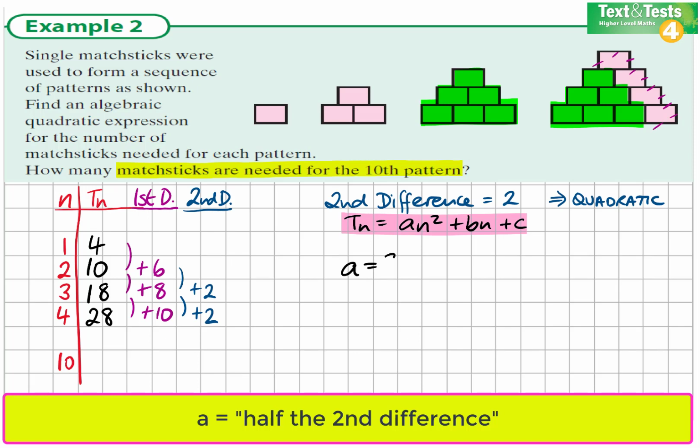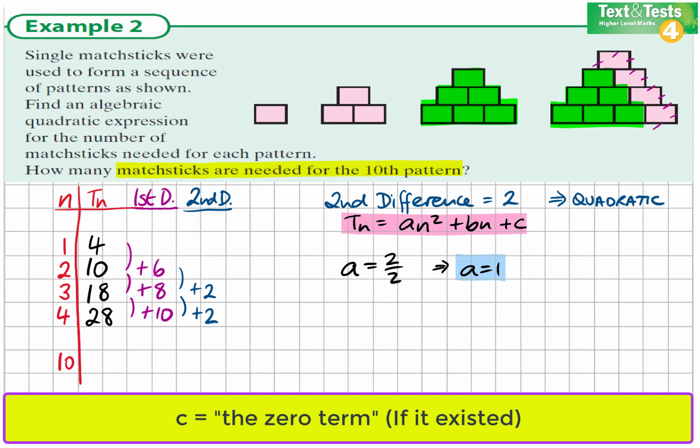We know that a is half the second difference. The second difference is 2. So half of 2 is 1. So the value of a is 1. That's the first bit solved.